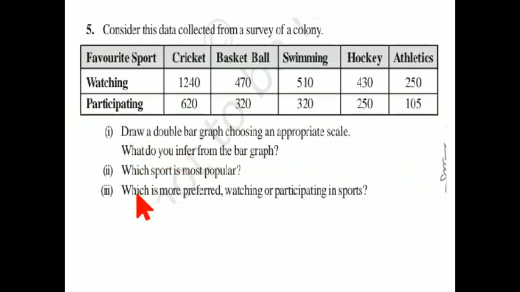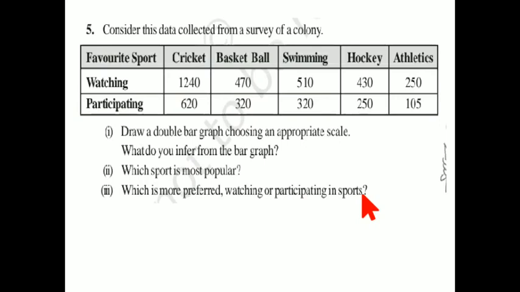Looking at this data, you have to answer the following questions. The first question is: draw a double bar graph choosing an appropriate scale, and what do you infer from the bar graph? Students, you have got the idea of how to make a bar graph. First choose the appropriate scale, then make the bar graph looking at this data. Then number 2, which sport is most popular? Then number 3, which is more preferred, watching or participating in sports? So let us start making a double bar graph in our graph copy.